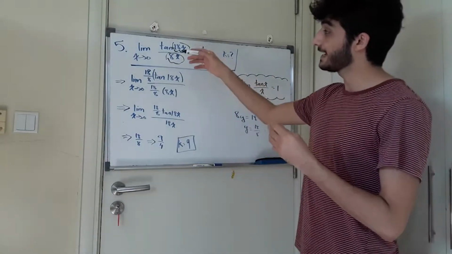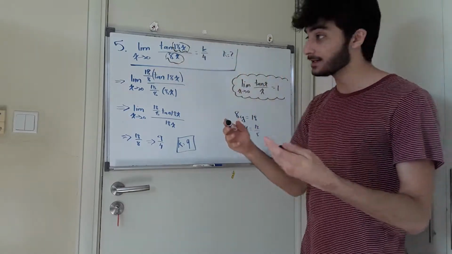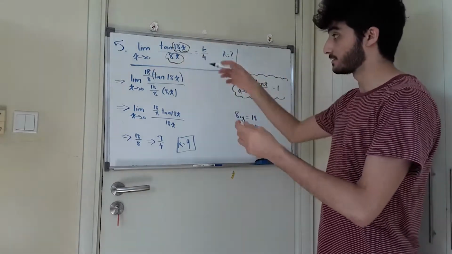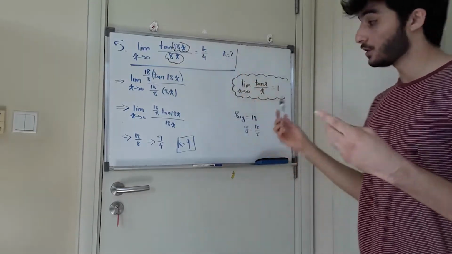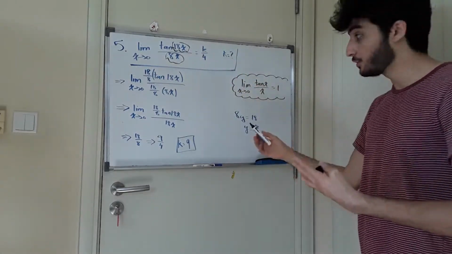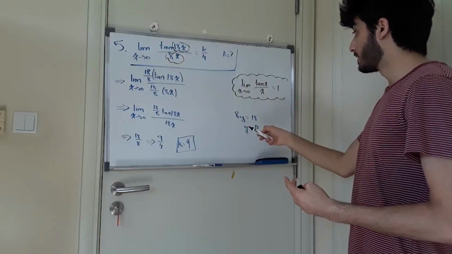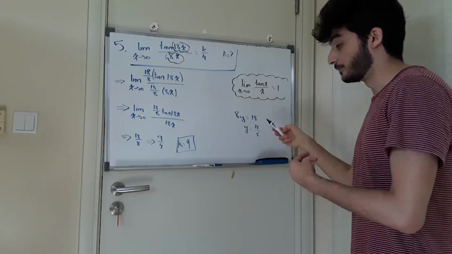So if you can make 8 become 18, then you can use this and make this whole thing equal to 1. So how do you make 8 18? So you do 8 times a number should be equal to 18, and that number should be 18 over 8.